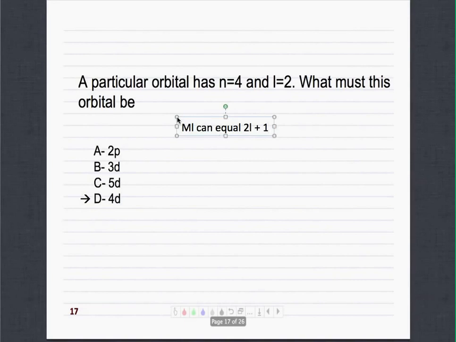D has the highest percentage, and D is the right answer. So, first of all, n equals 4. That's the number that I put before the subshell, so it's going to be 4. L equals 2: we know that L equals 0 is S, L equals 1 is P, and L equals 2 corresponds to a D. So those two quantum numbers correspond to 4D, which is number 2.